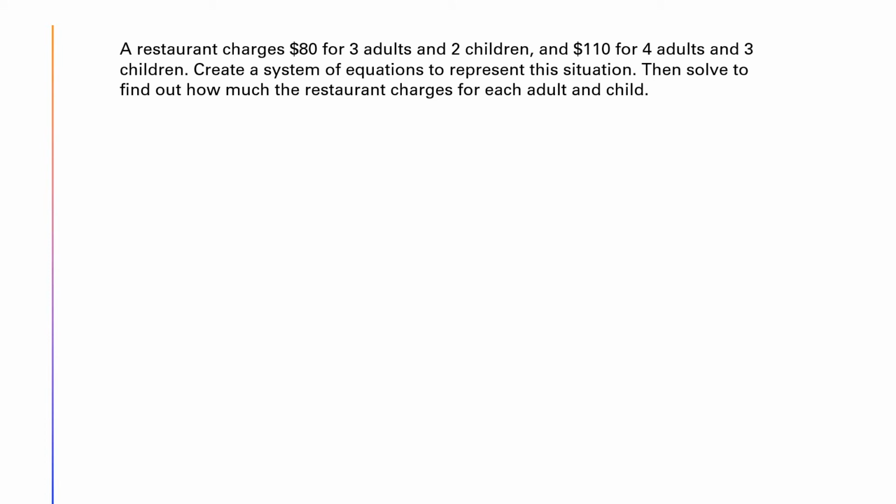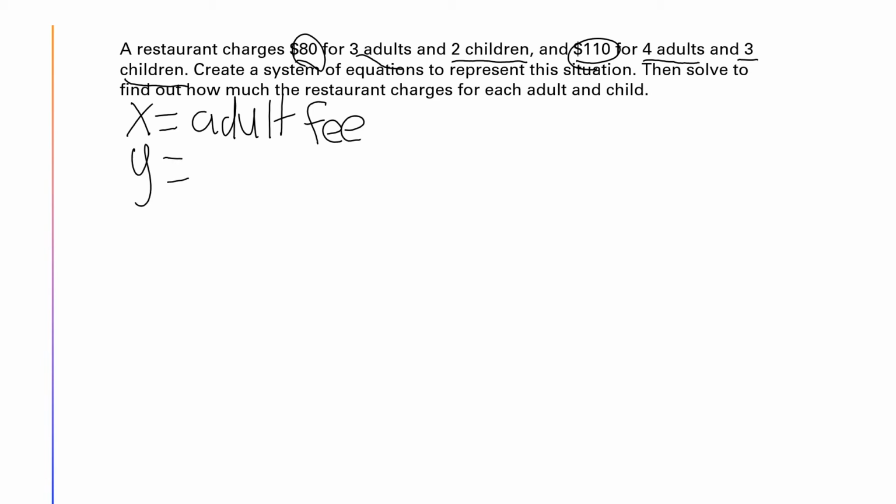A restaurant charges $80 for 3 adults and 2 children, and $110 for 4 adults and 3 children. Create a system of equations to represent the situation, then solve to find out how much the restaurant charges for each adult and child. So we'll let x equal the amount each adult pays, so the adult fee, and we'll let y equal the child fee.